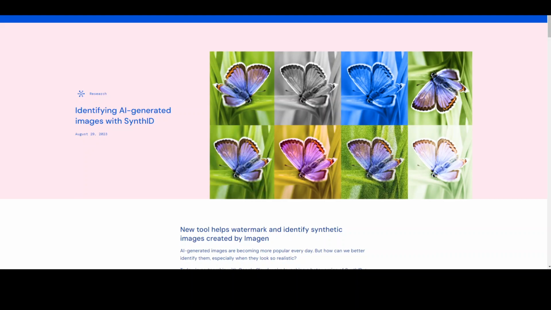SynthID is being released to a limited number of Vertex AI customers using Imagen. Imagen is one of Google's latest text to image models that uses input text to create photorealistic images. With this new tool, users can embed an imperceptible digital watermark into their AI generated images and identify if Imagen was used for generating the image or even part of the image.